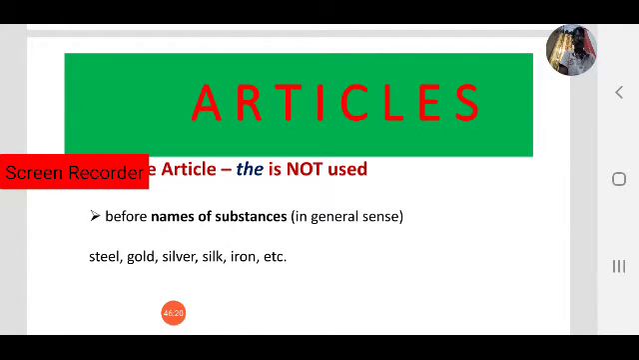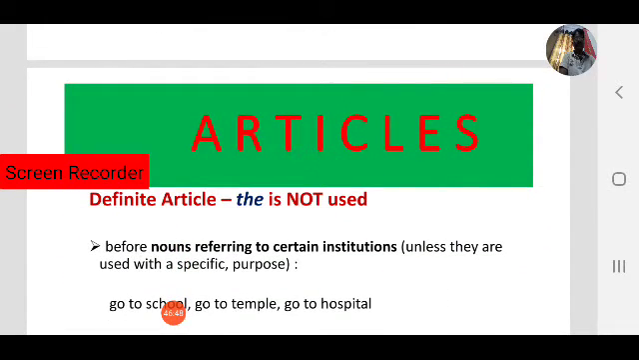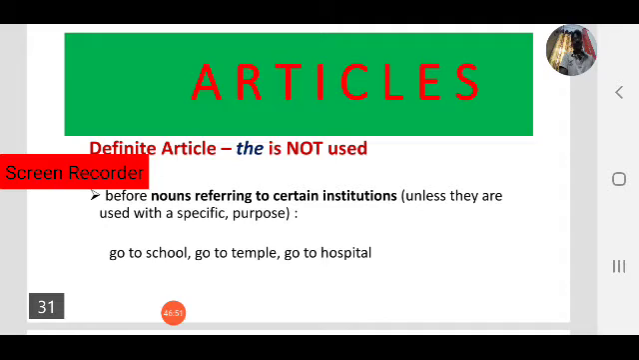Next, another case: before names of substances in general sense. Substances are materials. We need not use the before substances, before material, in general sense. If you want to use a particular case, in that case we can use the gold. In general sense you need not use the: steel, gold, silver, silk, iron, etc. If you want to talk about them specifically, then we can use the, but in general sense we need not use the.